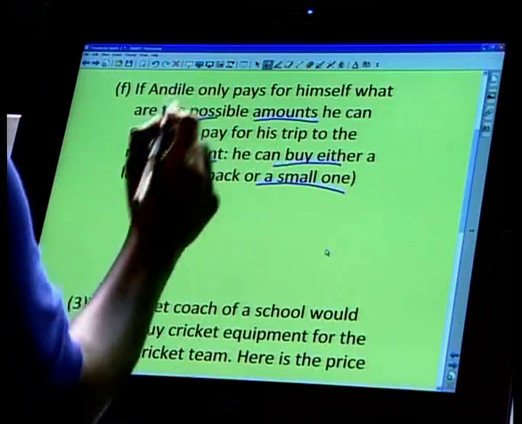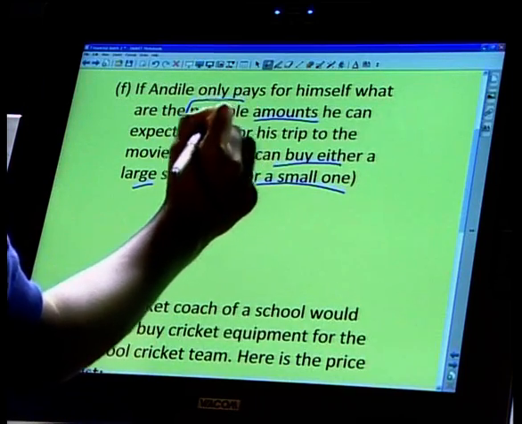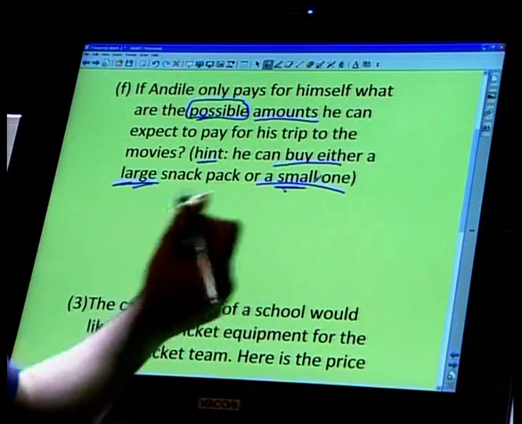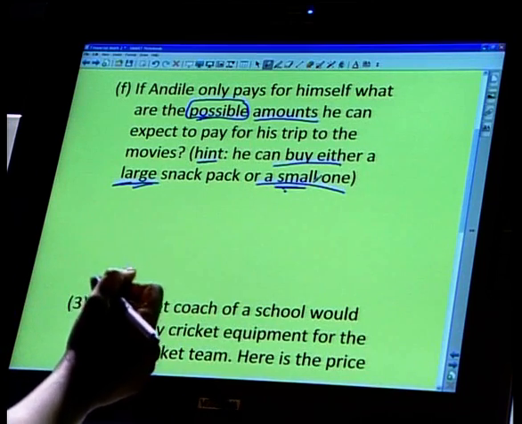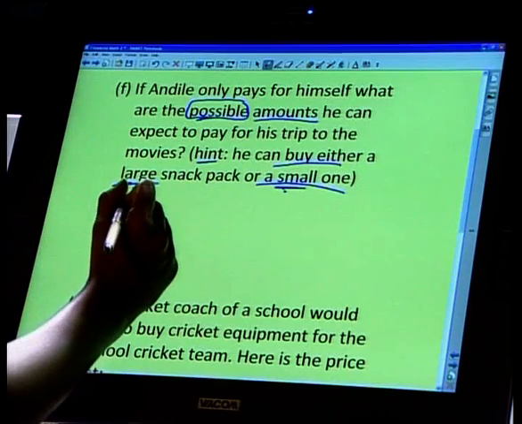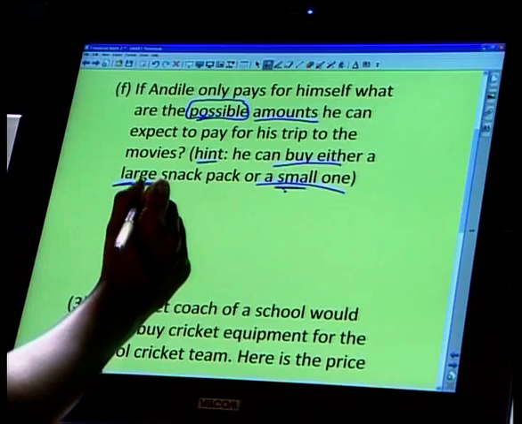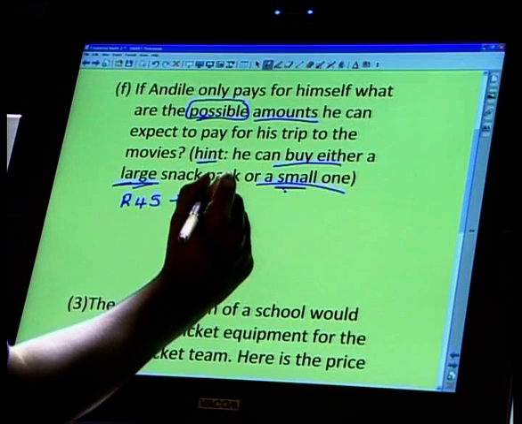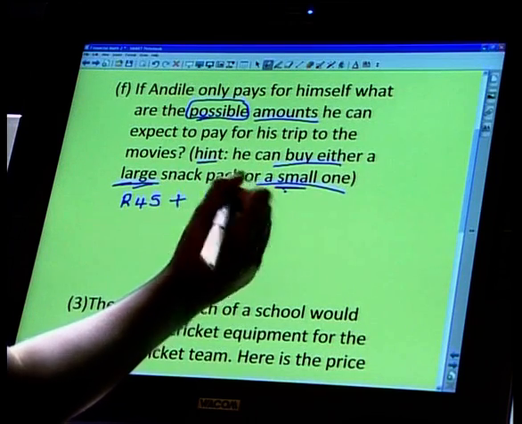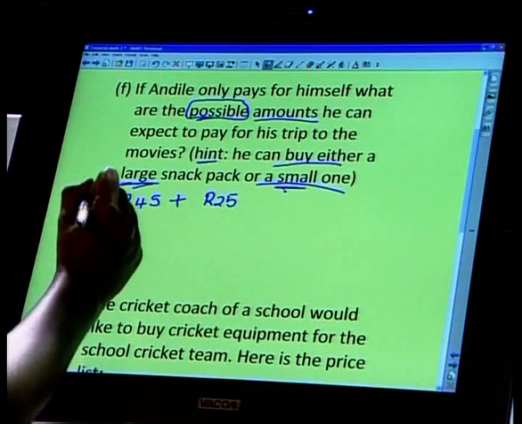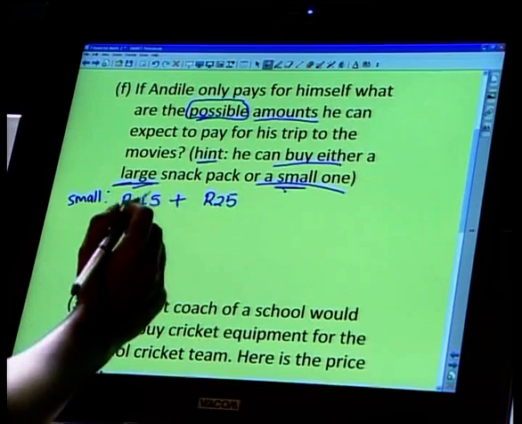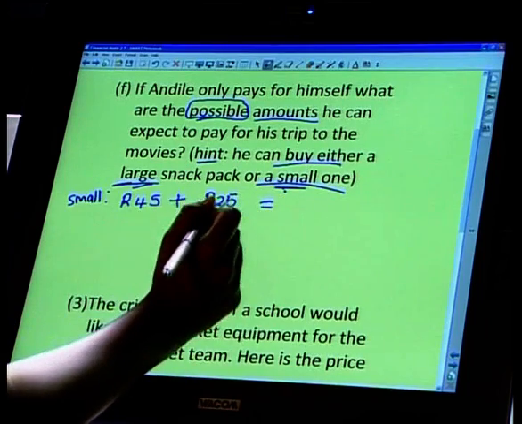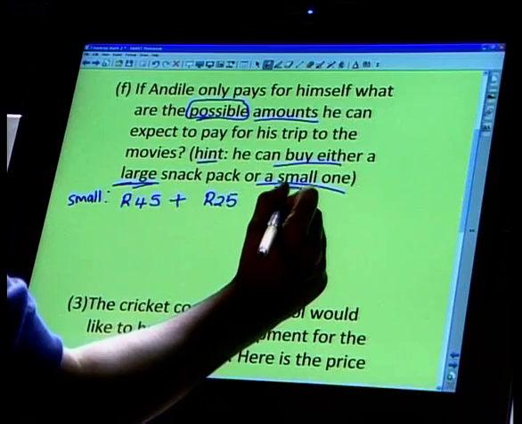Okay, so to work out the possible amounts, we need to take into account that he can either buy a large pack or a small one. So to work out his total cost, we need to add the movie ticket price to his snack pack, which can either be small, which is 25 Rand each. So if he takes a small snack pack, in total he's going to pay the price of the ticket plus 25 Rand for the pack, and 45 plus 25 will give us 70 Rand.